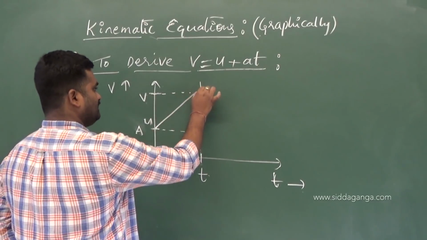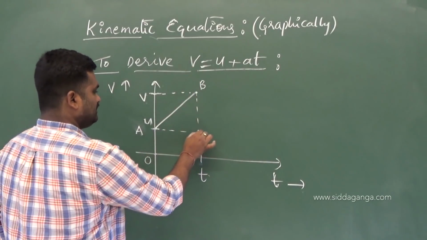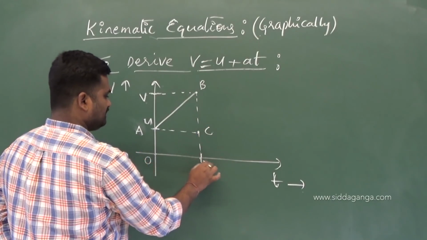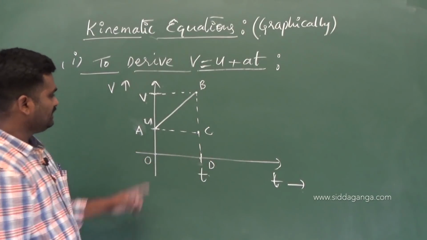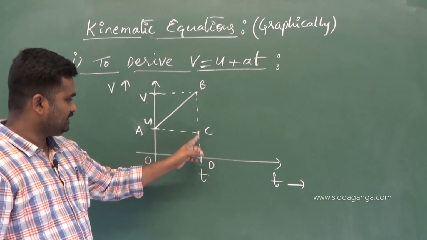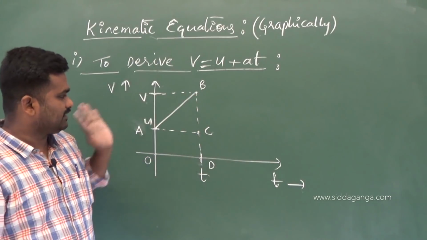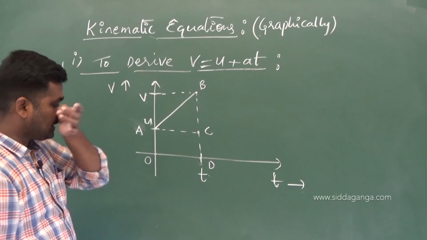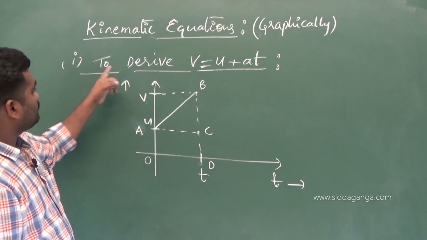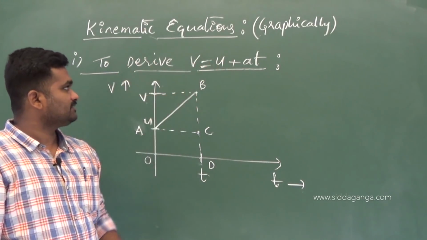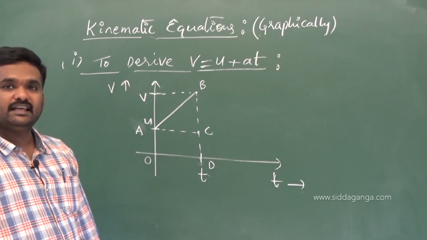So this is A and this is B, and I will mention this point as some C, and this is D. See, A, B, C and D, 4 points I have marked on this graph. So firstly, to derive this equation, first equation, what is that? V equals U plus AT.